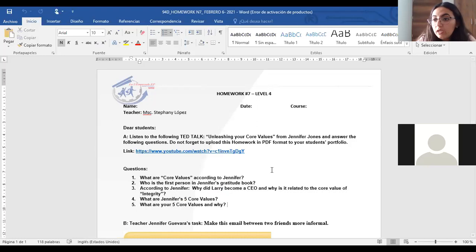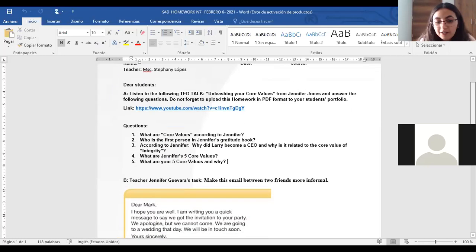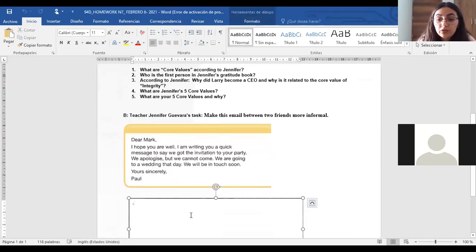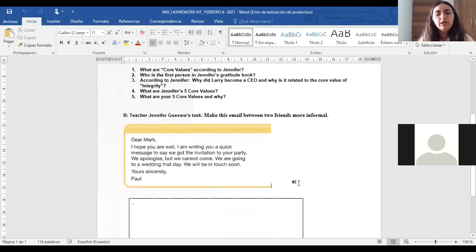Okay? And also teacher Jennifer left you another part of the homework, and you will have to turn this email into one between 2 friends, more informal. So here you have kind of a formal email, and you're going to change it into an informal one, remembering all the steps and all the differences between formal and informal emails. Okay, guys? That would basically be this week's homework.